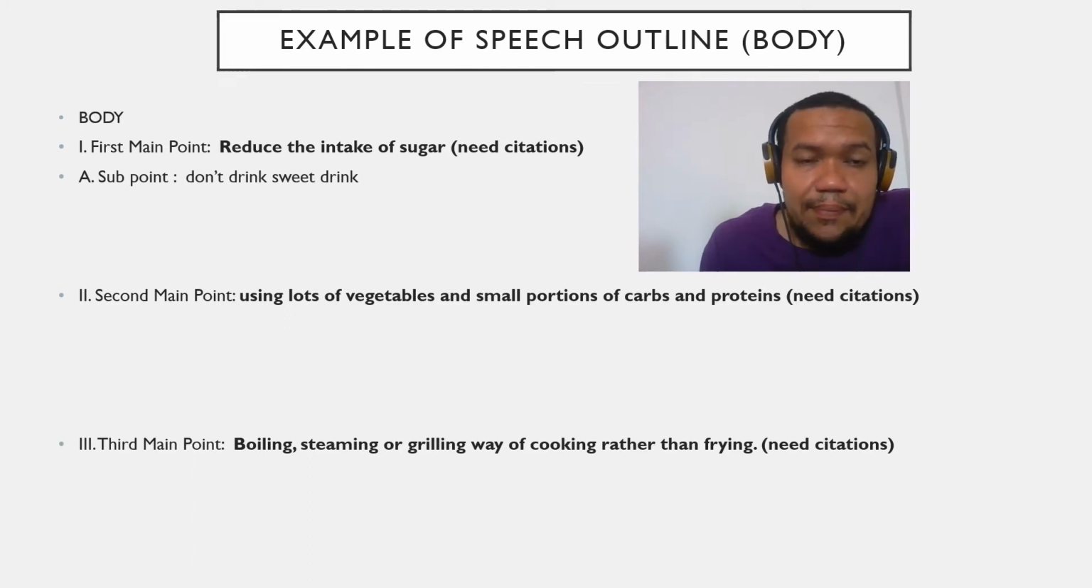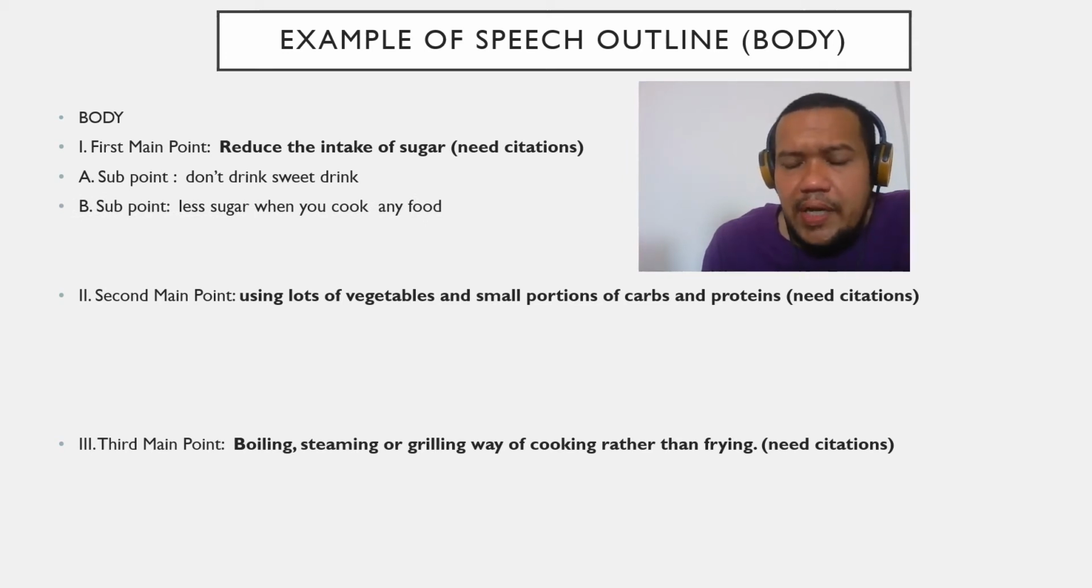The first sub point is don't drink sweet drinks. Not drinking sweet drinks is one of the ways to reduce the intake of sugar. Second, less sugar when you cook any food. Sometimes it's very hard to avoid sugar, but when you cook, maybe you can avoid it. Just put less sugar, a little sugar on it.